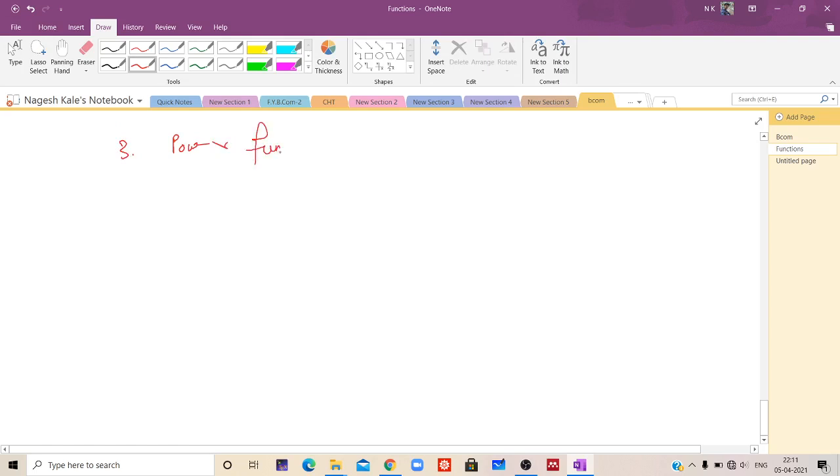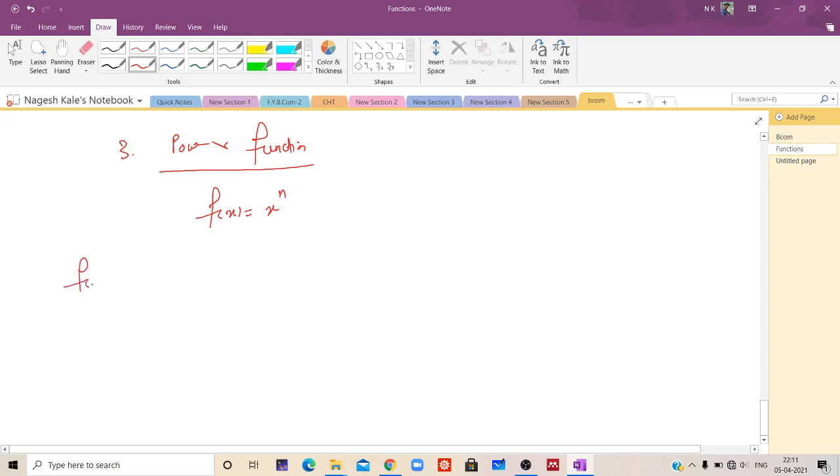How is the power function defined? Power functions mean that we take a power of x. For example, f of x is equal to x raised to n. Okay, f of x is equal to x raised to n. This is called a power function. Just a second, let me write that in properly here. So f of x is equal to x raised to n is called a power function.